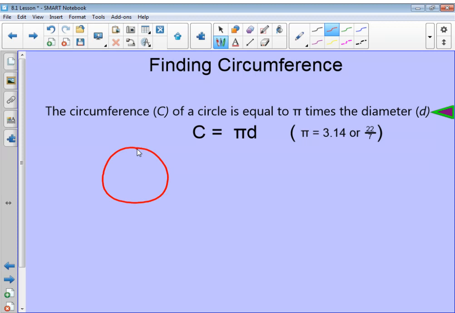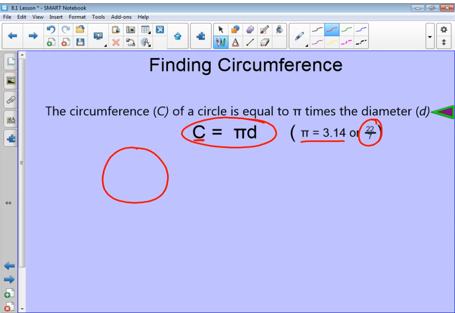So circumference is equal to pi times the diameter. We're going to have to know the diameter when we're working through these. So this is the formula: C stands for circumference equals pi. For pi, we're going to use 3.14, but 22/7 is also used.